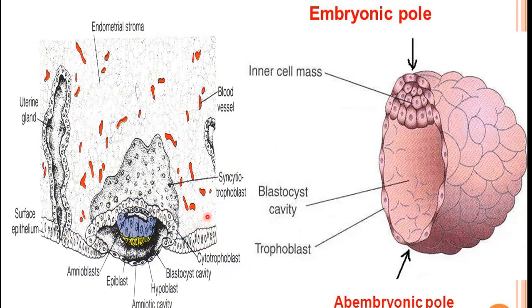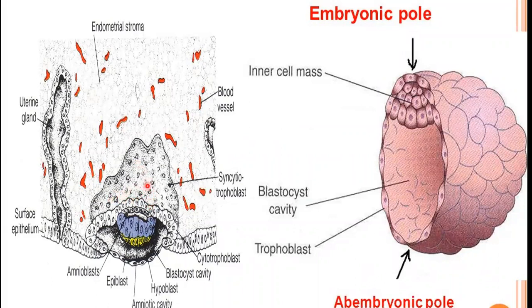But the outer cell mass which we are seeing here has no clear-cut indication of any cell. So this part is known as the syncytiotrophoblast. So we can see what the syncytiotrophoblast is and what the cytotrophoblast is, and these are the two divisions of the trophoblast. Now let's discuss how the syncytiotrophoblast basically develops.